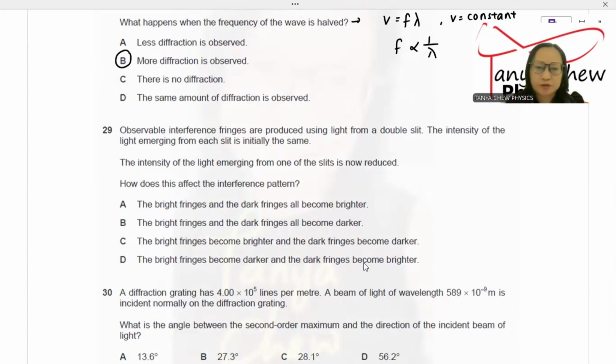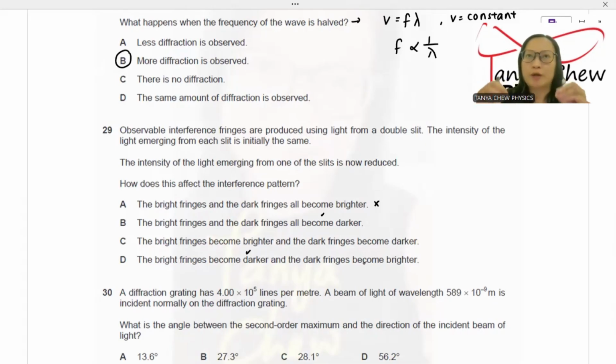So the bright fringes will become less bright, because initially when the brightness of the light from the two slits is the same, you get 100% constructive interference, so you will get maximum brightness. But now one is reduced, maybe one has amplitude A and the other has amplitude half A, so the bright fringes will become less bright. Bright fringes become darker seems to be correct, but we are going to look at the dark fringes.